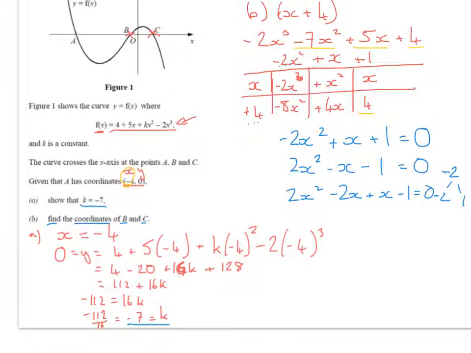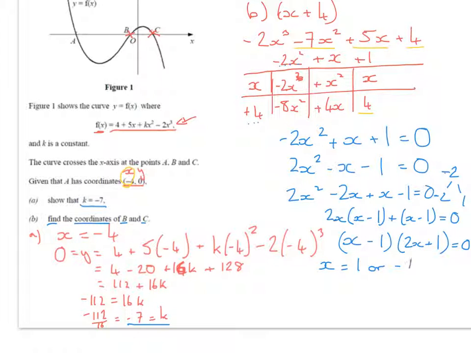And if I factorise this further, I've got 2x times (x minus 1) plus (x minus 1) equals 0. And my two options therefore are x minus 1 and 2x plus 1 equals 0. This means my x value must either be 1 or minus a half.